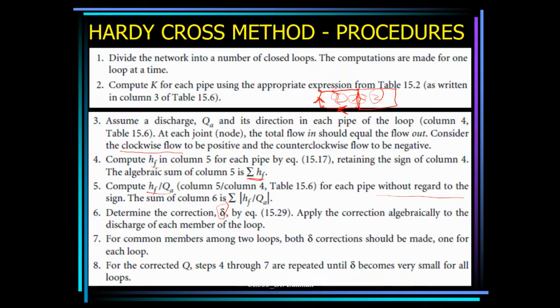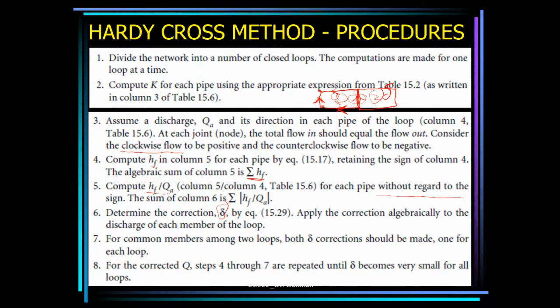Okay, so for common pipes, we call it a common pipe. For common members among the two loops, both del corrections should be made, one for each loop. So you correct it twice. You have two ways. Either you correct it before you move to the next loop, or you get the value of the correct del for the second loop, and then apply del 1 plus del 2 and correct it for the common pipe. Like I said, we will take an example to demonstrate the application of the Hydrocross method, okay?